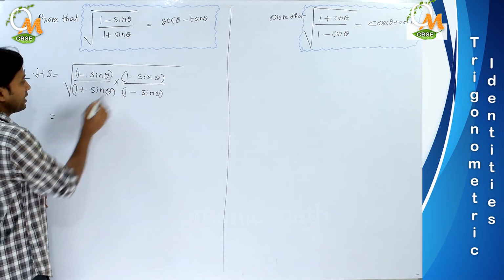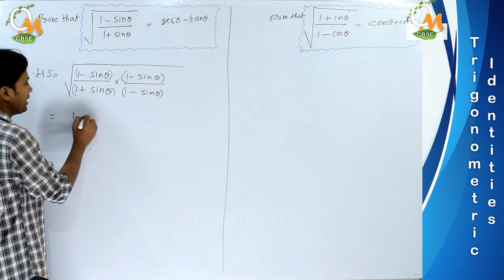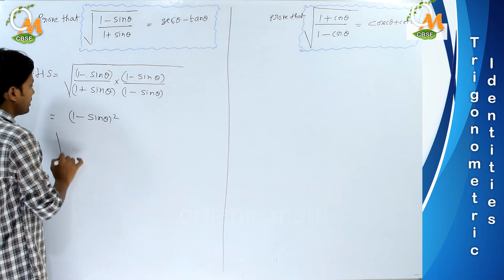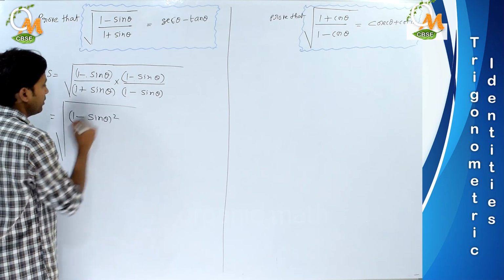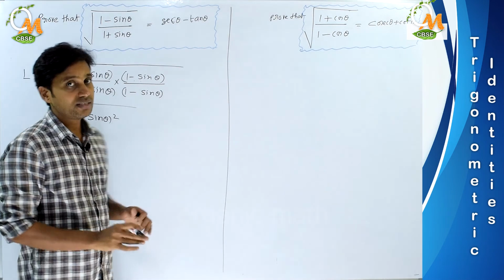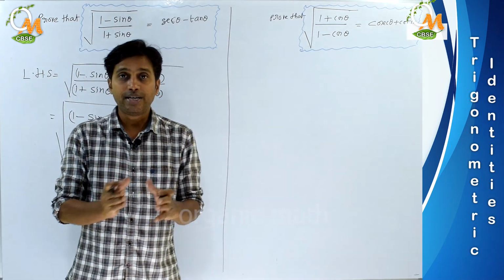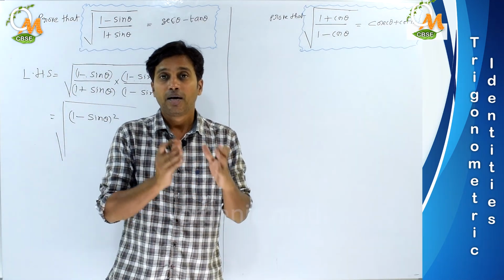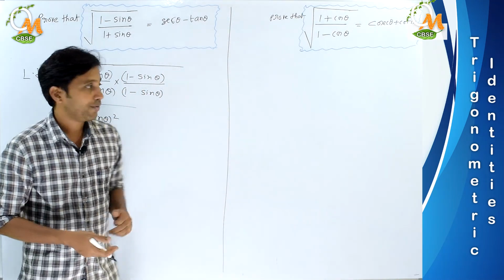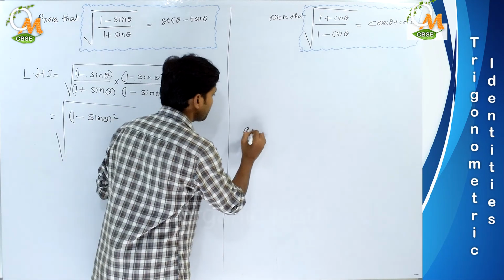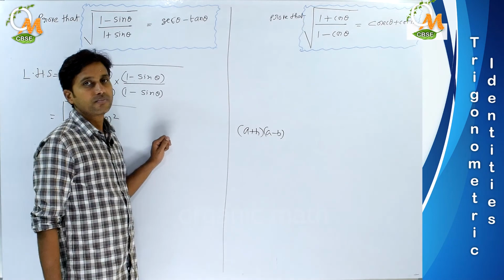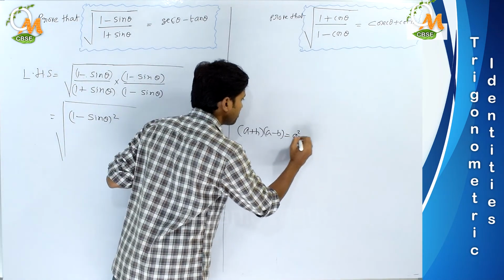Okay, so how can we write it further? Here 1 minus sin theta into 1 minus sin theta, since it is multiplied twice, we can write it as (1 minus sin theta) whole square, all under the square root. Now this is (1 plus sin theta) into (1 minus sin theta). This is in the form of a plus b into a minus b, which is a standard algebraic identity. What is that? (a plus b) into (a minus b) is a square minus b square, or not?